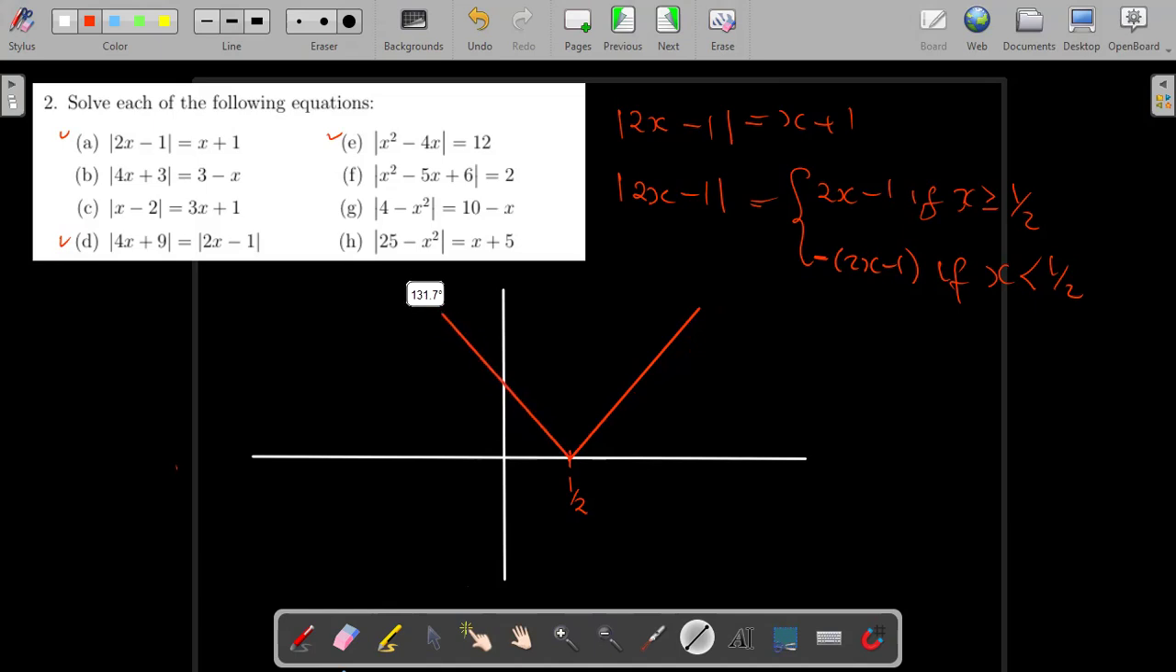Now, how do we label this? Looking at this side, this is the positive region, where x is greater than or equal to half. This is where I write the equation. This just represents the equation.